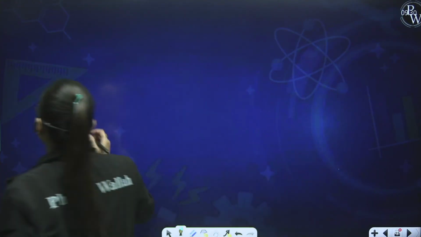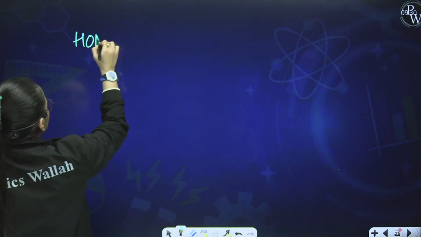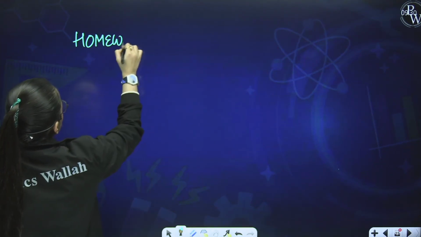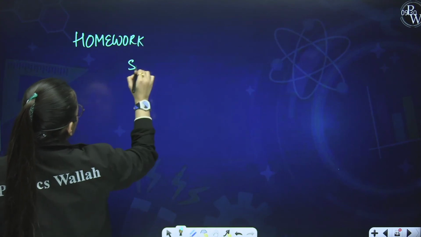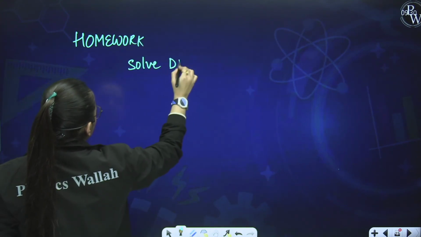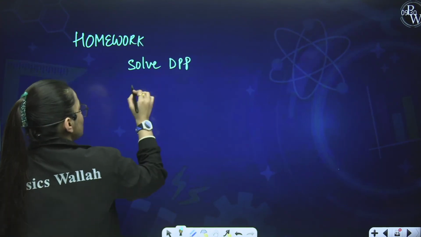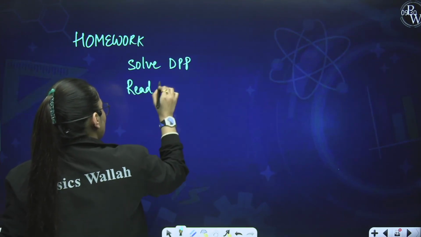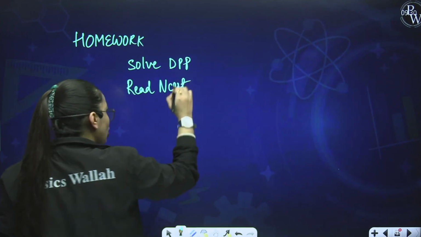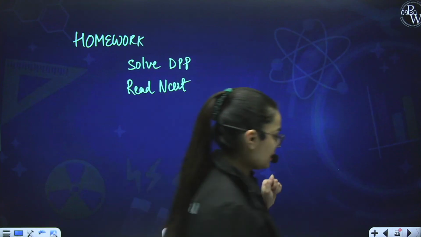So these basicity things, we will be reading in the next lecture, and after that we will be doing the practice session. So your homework for today is to solve your DPP that is being provided to you, okay, and also read NCERT. Right, students? Only one small topic is left that we will be covering in the next lecture.